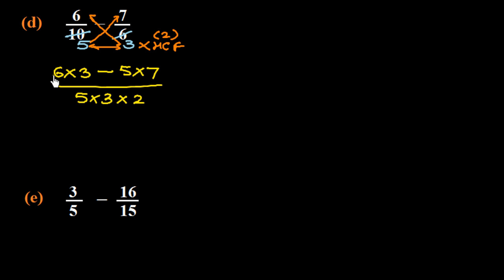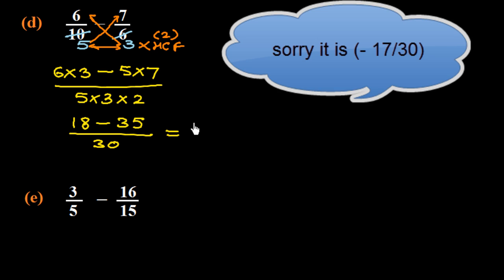So we simplify this now. 6 3s are 18, 5 7s are 35, and in the denominator 5 3s are 15, 2 times 15 is 30. So we get here 30. So now we get 18 minus 35, which is minus 17. In the denominator we get 30. So it is a proper fraction because the numerator is less than the denominator. So we have got the final answer here.